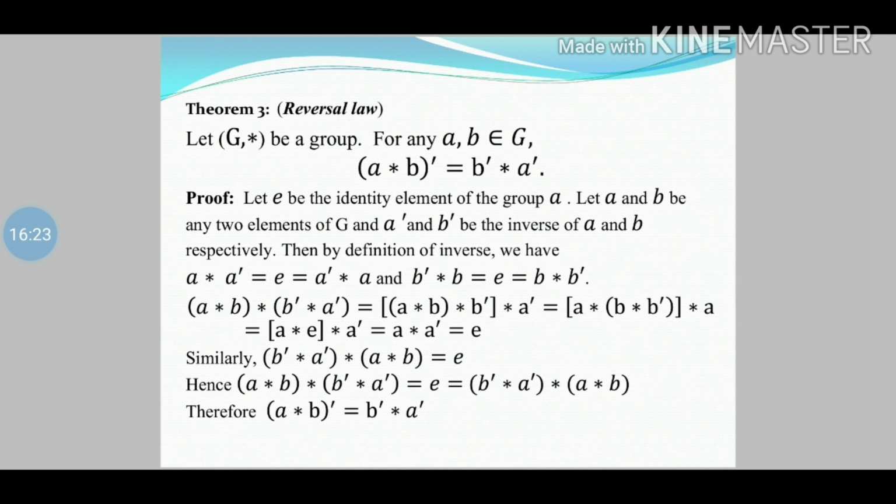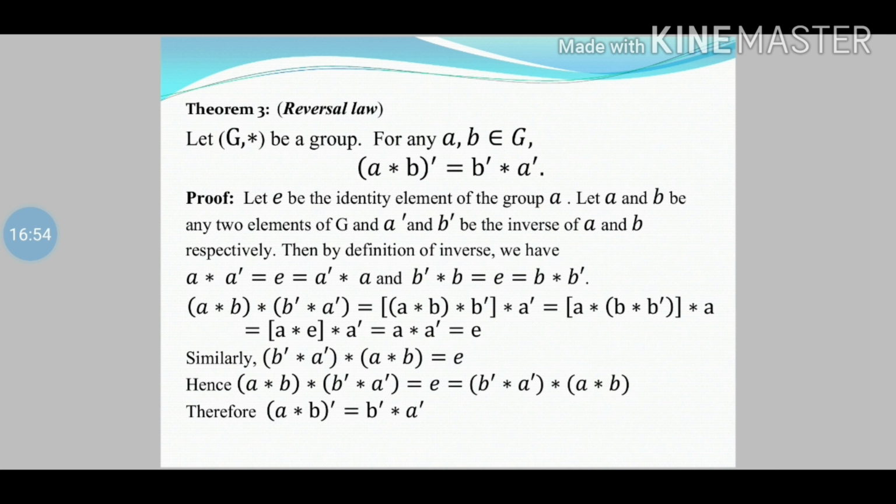The proof is like this. Let E be the identity element of a group G. A and B are any two elements of G. Then since G is a group, A dash and B dash also belong to the same group G. Now A star A dash is equal to E is equal to A dash star A. Also B dash star B is equal to E is equal to B star B dash. Here dash denotes the inverse.